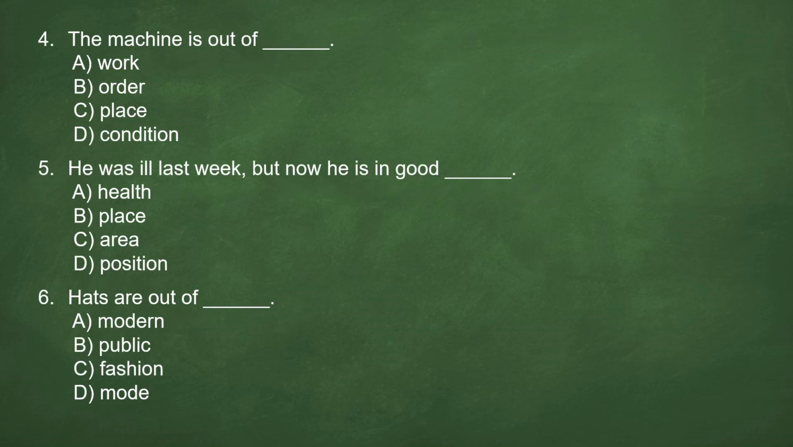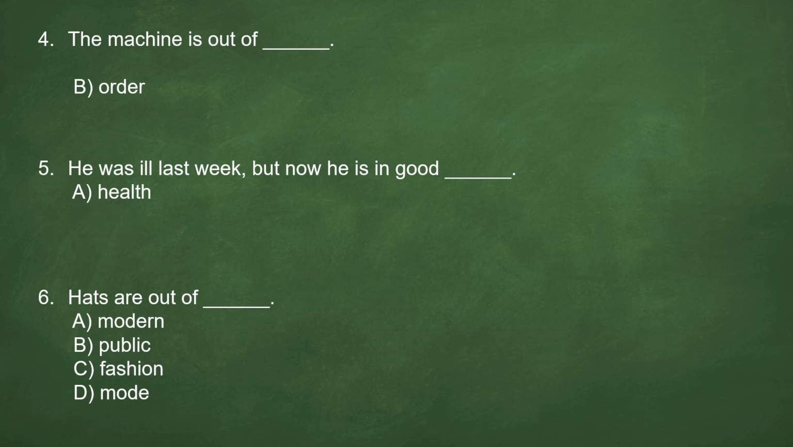Number four. The machine is out of blank. A. Work, B. Order, C. Place, D. Condition. Answer: B. Order. The machine is out of order. Number five. He was ill last week, but now he's in good blank. A. Health, B. Place, C. Area, D. Position. Answer: A. Health. He was ill last week, but now he is in good health.